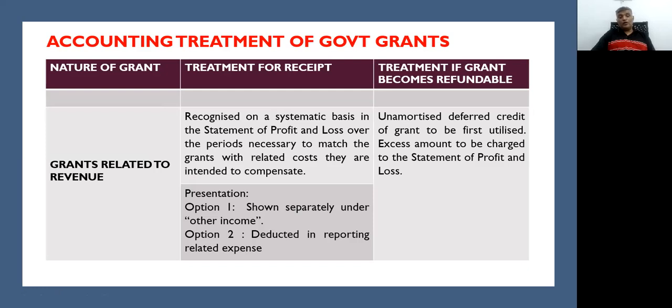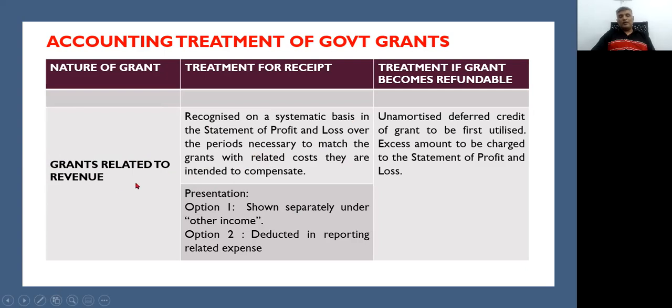Okay. What happens in the case of a grant which relates to revenue? So we talked about a non-depreciable asset and a depreciable asset. What happens if the grant is relating to revenue? Now, generally it is recognized on a systematic basis in the statement of P&L over the periods necessary to match the grant with the related costs they are intended to compensate. Because this is a grant which relates to revenue.